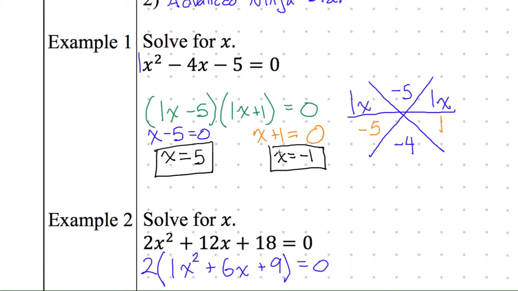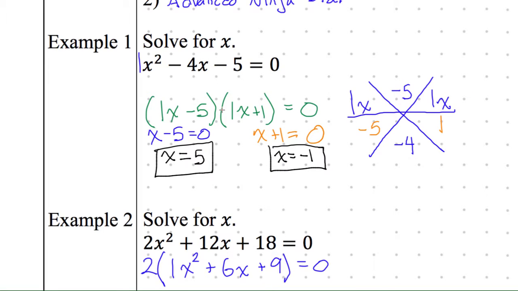What does that mean on a graph? Trying to get some conceptual understanding here. What does this mean on a graph? X equals 5, x equals -1. Does anyone know what this means on a graph? I see only 2 hands, 3 hands. Jose? X-intercepts. Yeah, those are the x-intercepts.